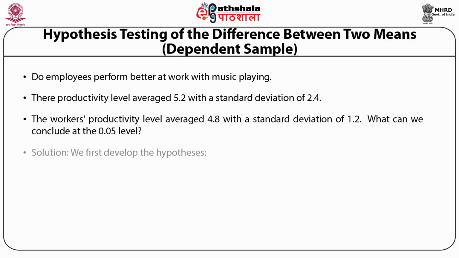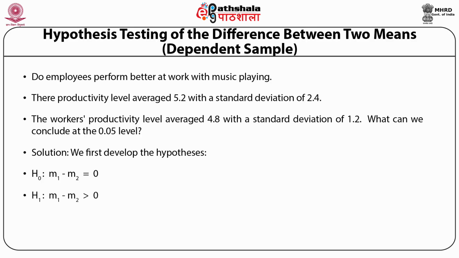So, first of all, the solution to this problem. We first develop the hypotheses. The null hypothesis says that mu1 minus mu2 is equal to 0, meaning mu1 is equal to mu2. We can explain it as: the productivity of the employees of the two populations, one population in which the music was playing and the other in which the music was not playing, is the same. This is our null hypothesis.